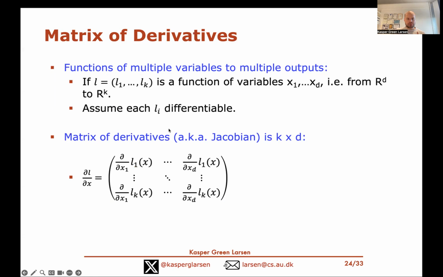And if we assume that each of these functions is a differentiable function, the matrix of derivatives has one row for every output, so it has k rows, and one column for every input. Entry i, j is just the partial derivative of the ith output function Li with respect to the jth variable xj. This is what the matrix of derivatives is.